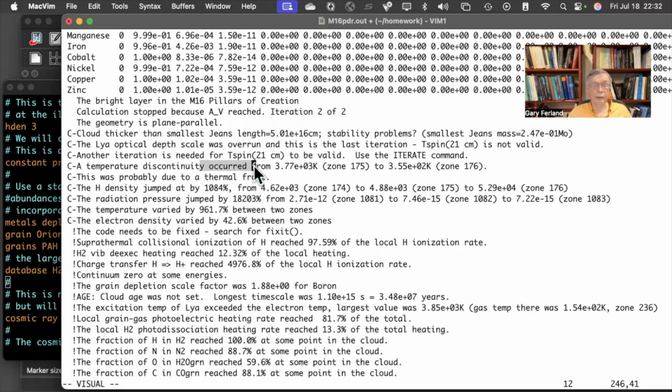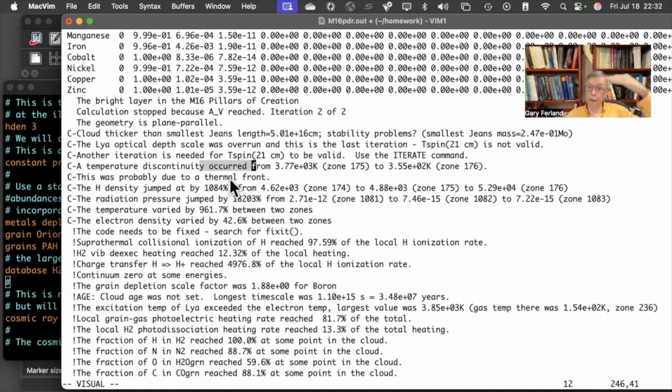There's a thermal front in the model. So the cooling function has several inflections. One is around 3,000 to 4,000 Kelvin. And what happens when it has to get over that inflection, the gas changes phase from about 4,000 down to about 1,000 Kelvin. So this is called a thermal front. It happened in the model, and the gas dropped from 3,800 to 355 Kelvin. So it's an order of magnitude drop in temperature.